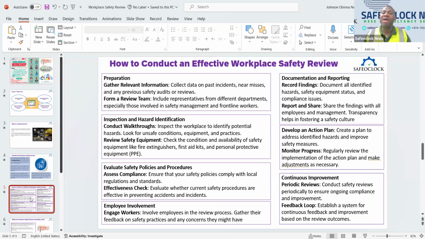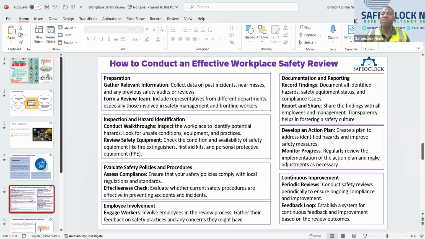How do you prepare? You gather information, you look at the statistics, you look at the incident rates in the past, you look at the near-miss record. You gather this information to equip yourself for what you are going into. Then you form a review team.